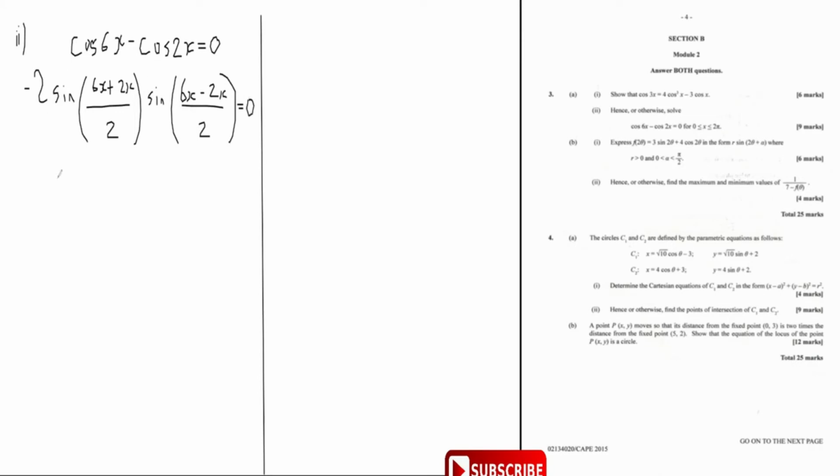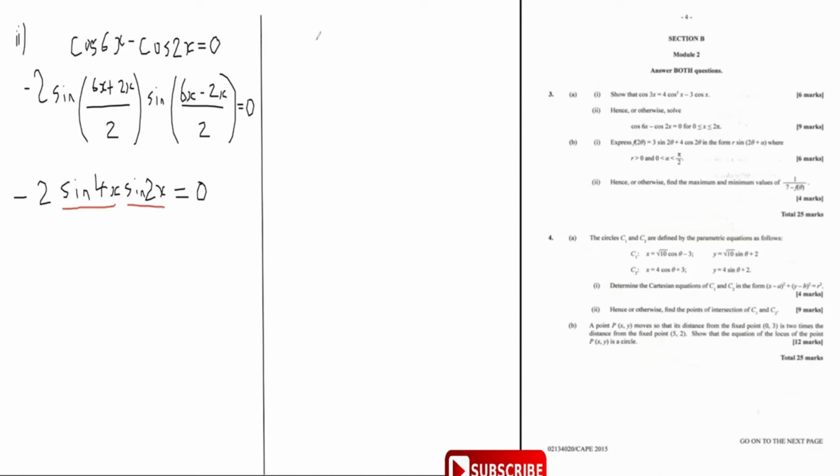Nice and easy. So now if we divide through by minus 2, we're going to get that the sine of 6x plus 2x is 8x, 8x over 2 is 4x, that becomes the sine of 4x. Then the sine of 6x minus 2x is 4x, 4x over 2 is 2x. This becomes sine 4x times sine 2x, and this is equal to 0. The only way this can be equal to 0, it can't be the minus 2 that makes it 0, so it must be that sine 4x equals 0 or sine 2x equals 0.